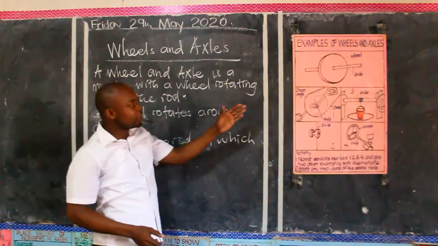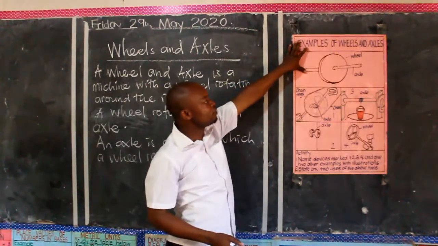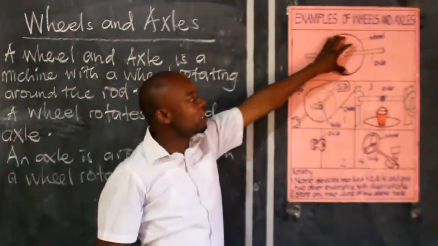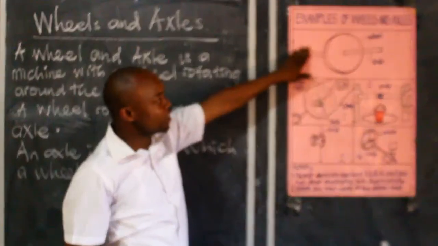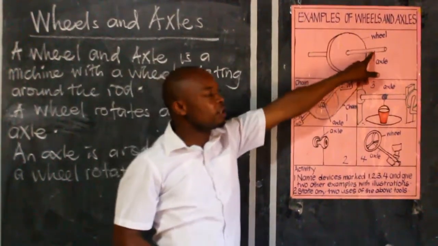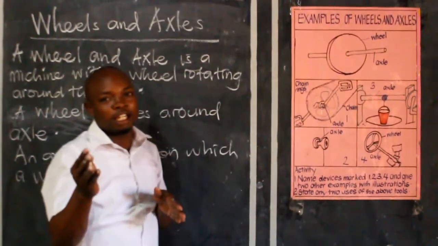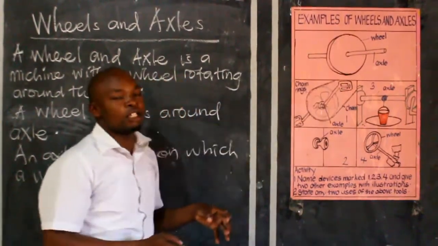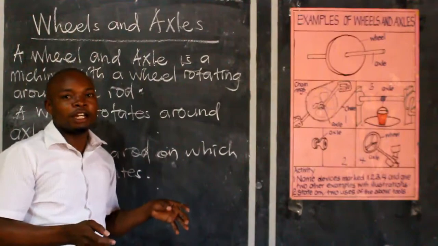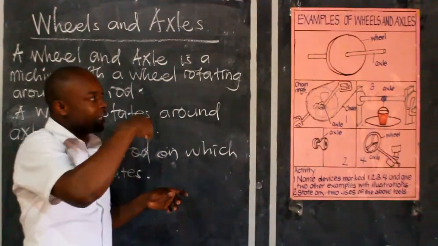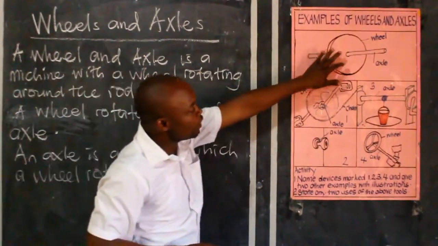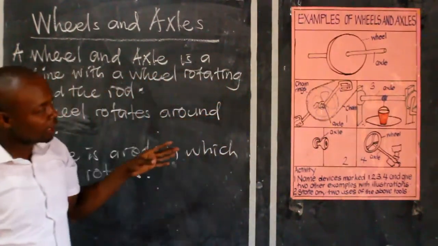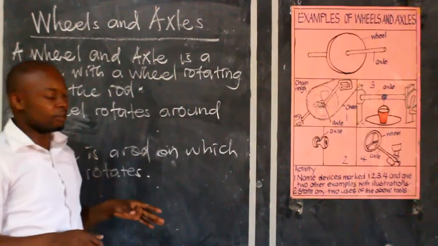Now, like I've illustrated, we have examples of wheels and axles. I've begun with an illustration of what we call a wheel and an axle. You see a rod. A rod is like a straight stick or pole. And then a wheel, you are seeing it, a circular object rotating. So these are the wheel and this is the rod.